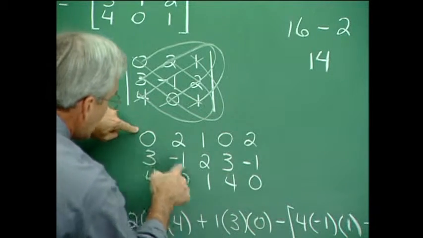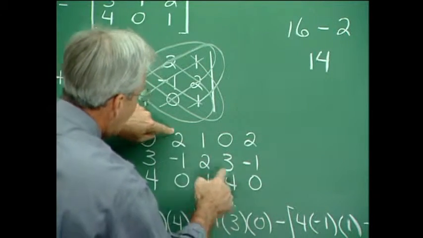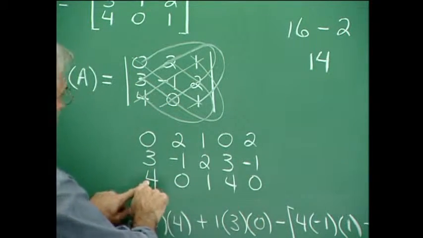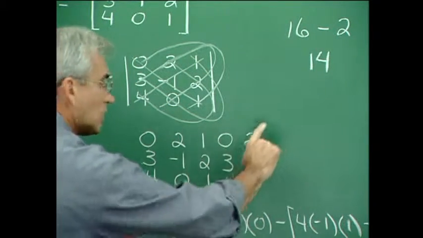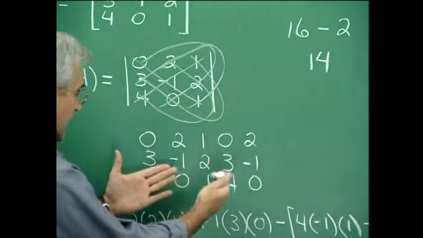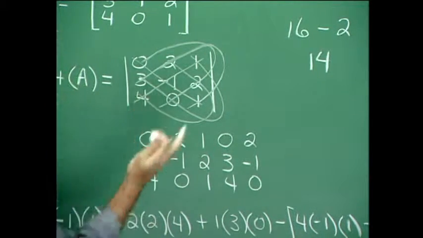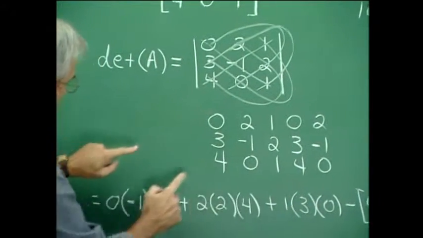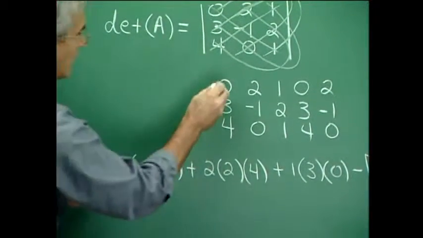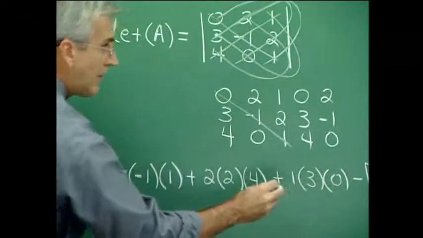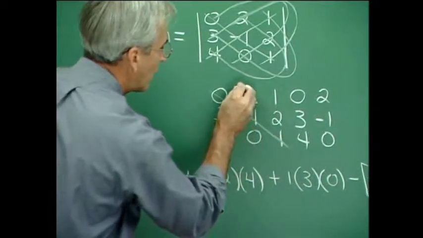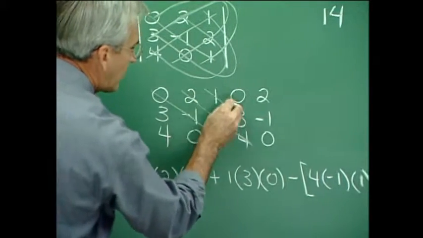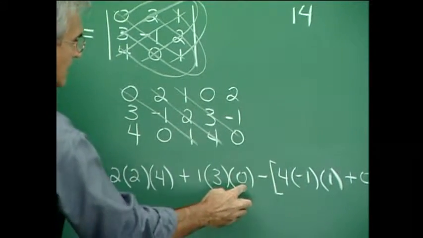It's the product of these 3 items and these 3 items and these 3 items. And then we want to subtract the product of those 3, those 3, those 3. So we would write the entries down like this. We would say, okay, this determinant is found by taking the product along this diagonal. That's 0 times negative 1 times 1. That's these items, you see. And then we want to add the product of those items, 2 times 2 times 4, and then add the product of those items, 1 times 3 times 0.